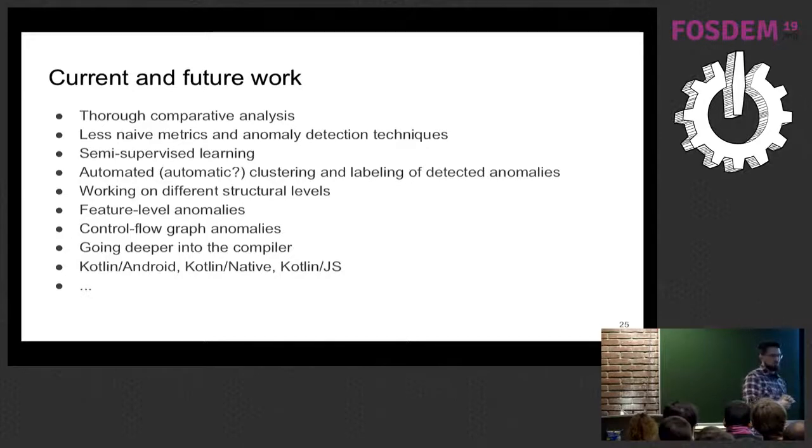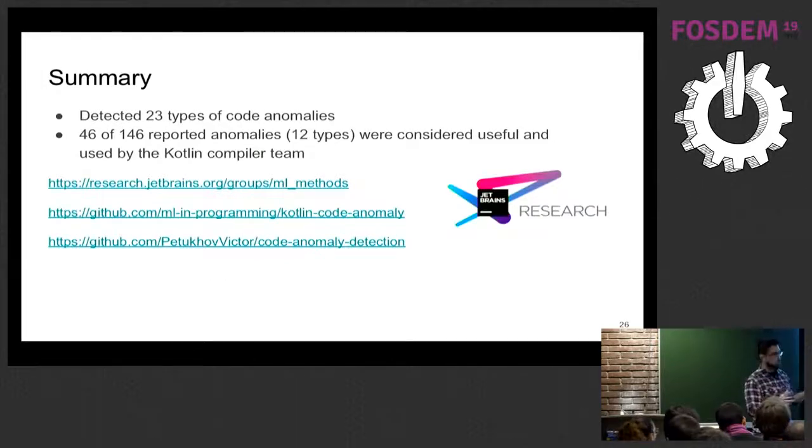We can look at different structural levels, not functions, but classes. On the other hand, we can look at feature-specific anomalies. For example, look for anomalies in loops, or in function signatures, and so on. We could look for anomalies in object interactions and some other ideas that were presented in the papers that I mentioned before. We can go deeper in the compiler and see which optimizations produce anomalies of any kind, and so on. And there's always Kotlin for Android, Kotlin Native, and Kotlin JS, each of which is a completely different world with different anomalies. So, to sum up, even our first very straightforward experiments showed some useful results.